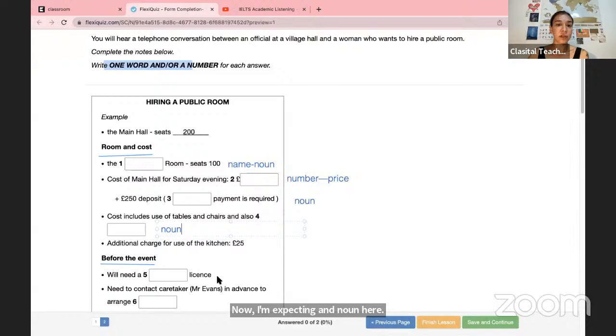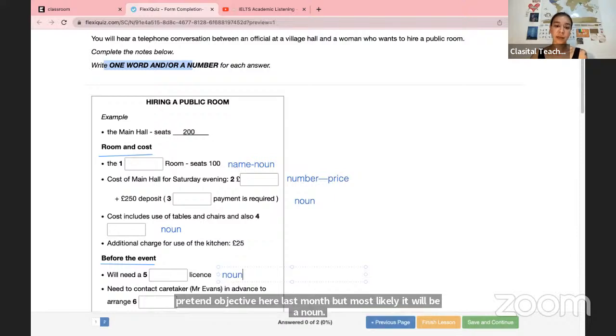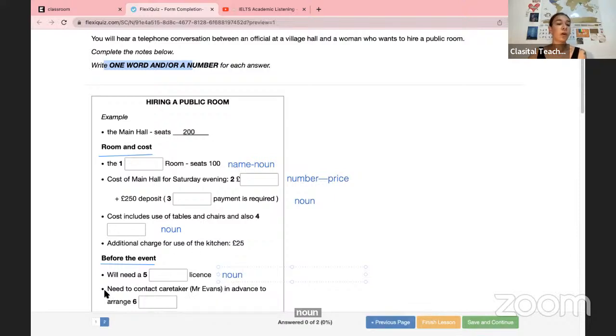And they are continuing to talk, and they say, we'll need a something license. I can't put here any verb, any adjective. Maybe I can put an adjective here, but most likely it will be a noun. Or some name? No, it will be a noun. Let's look at question 6.